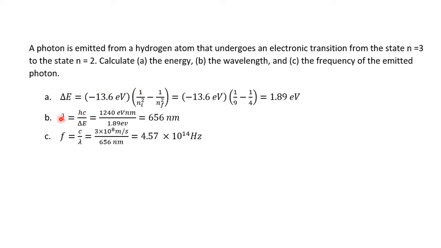To calculate the wavelength, we use lambda as hc over delta E. We can calculate 656 nanometers. And then for the frequency, it's c over the wavelength. So we calculate 4.57 times 10 to the 14th hertz.